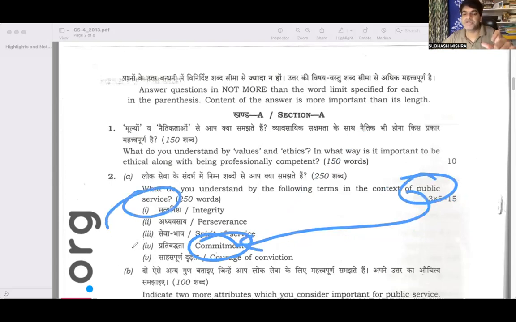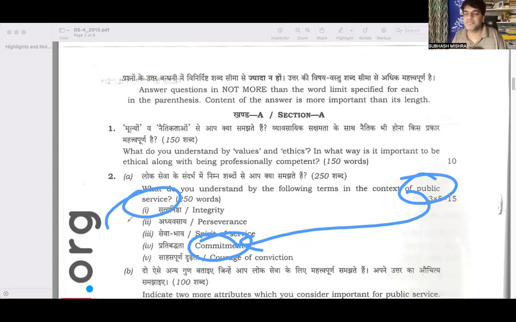So the parameter of commitment should be internal, not external. Like, I'm not being forced to serve. I'm not being forced to perform. I'm not being checked or monitored to perform, but I'm committed internally to perform. That is the service orientation of commitment.